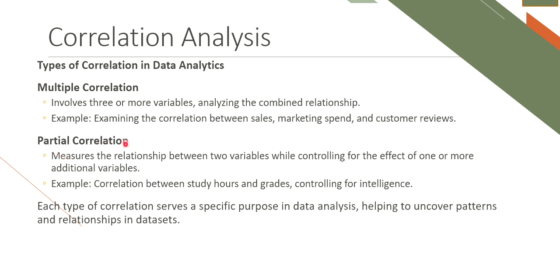And the last one is partial correlation. It is the relationship between two variables controlling the effect of one or more additional variables. So it measures the relationship while controlling for the effect of one or more. So you can also control. For example, study hours and grades controlling for intelligence. Sometimes we may control, okay.